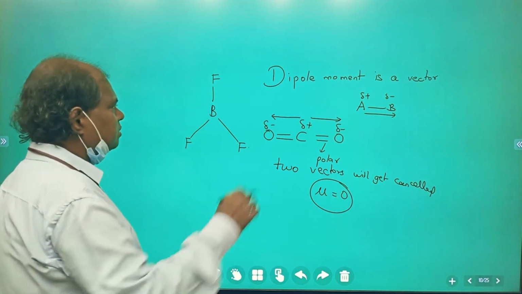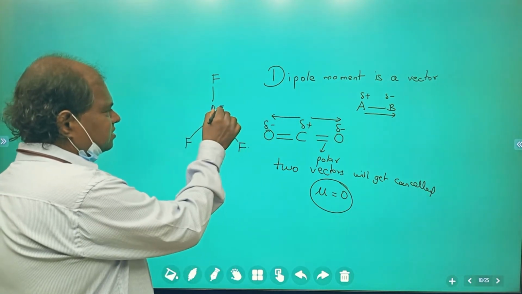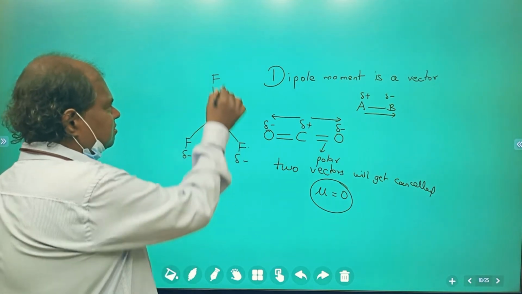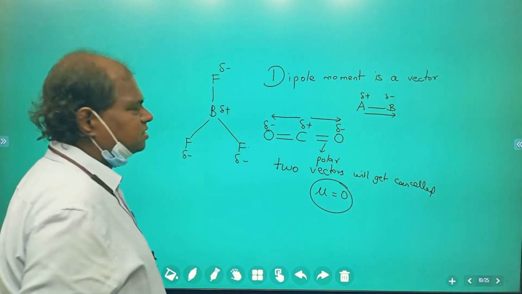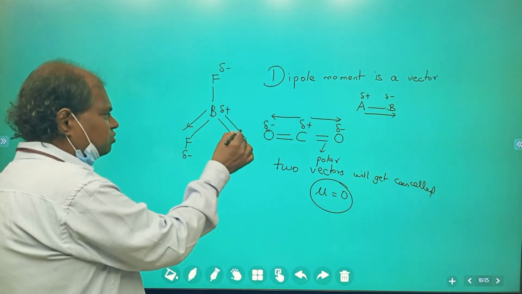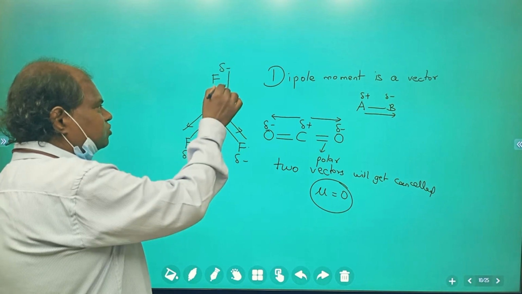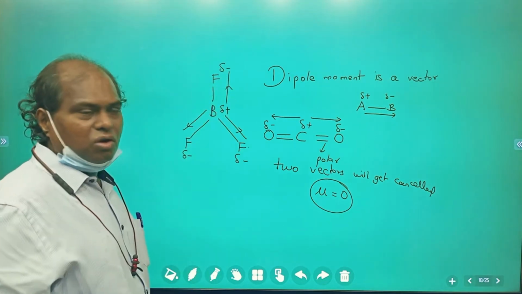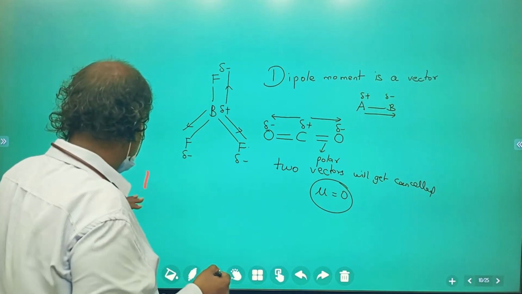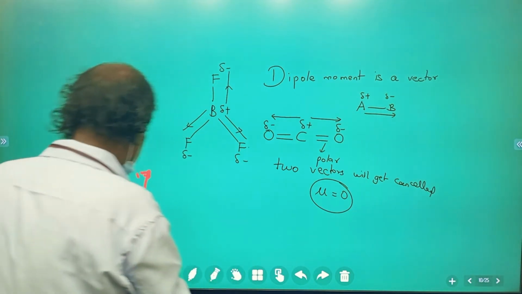Okay, now see here. Now again, this is plus, this is minus, right? Very good. Plus minus. Now here again, direction will be from plus to minus, right? Here also plus to minus. So if we add these three vectors, okay, fine.